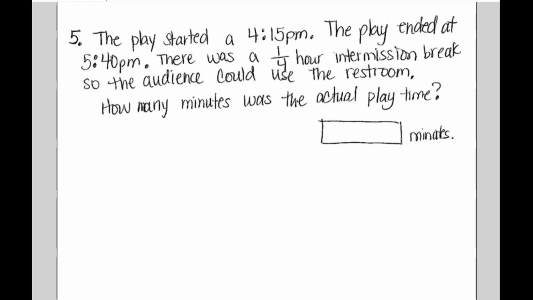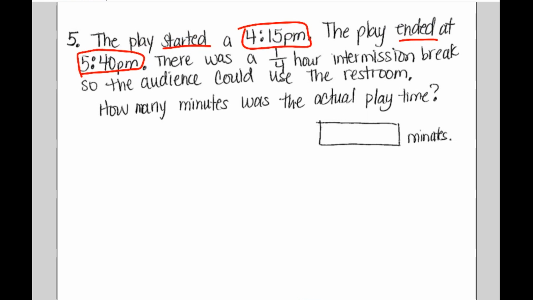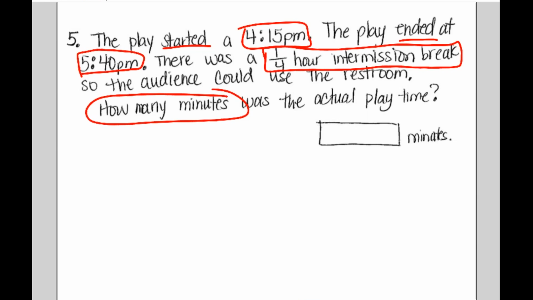The play started at 4:15 p.m. The play ended at 5:40 p.m. There was a 1/4 hour intermission break so that the audience could use the restroom. How many minutes was the actual playtime?